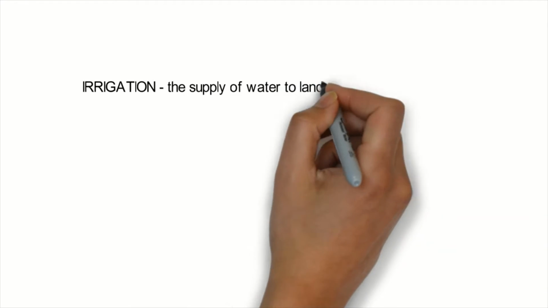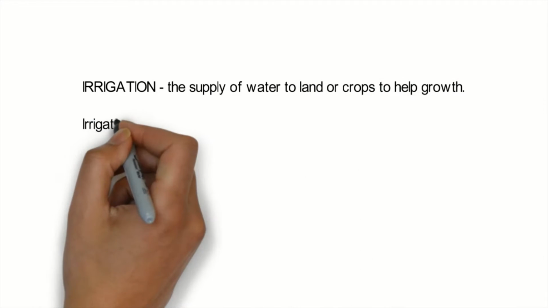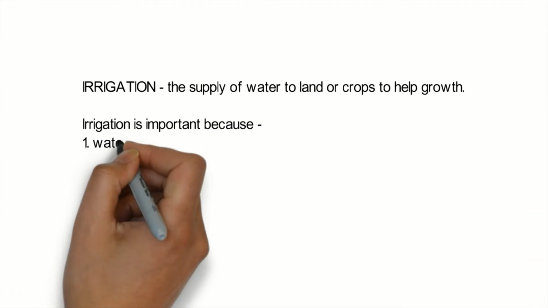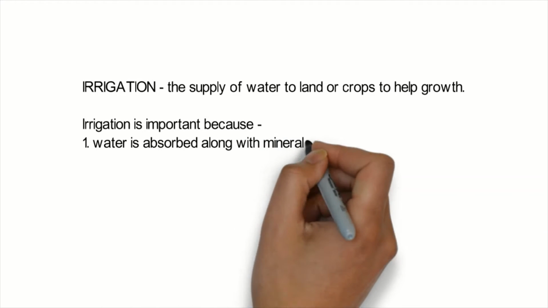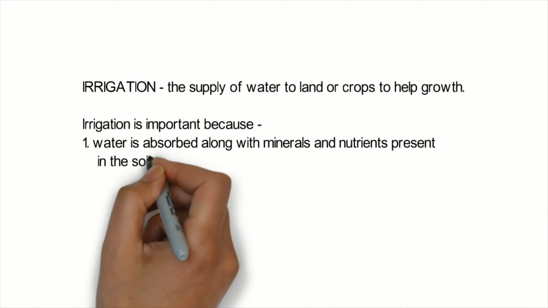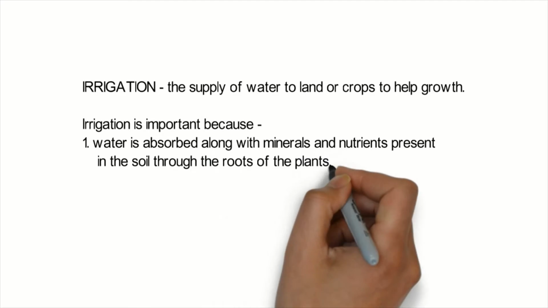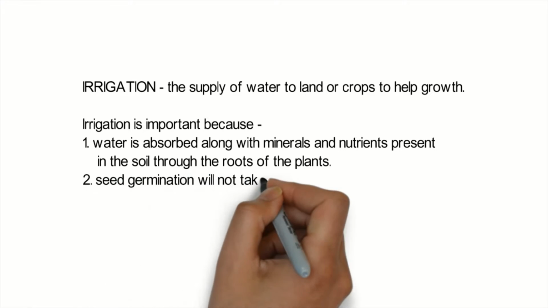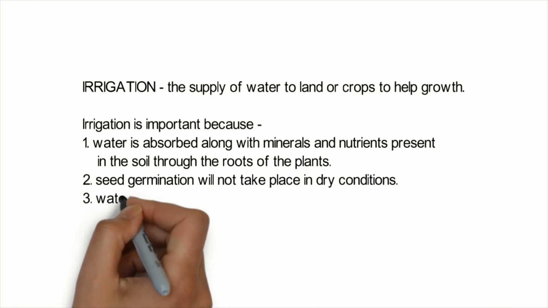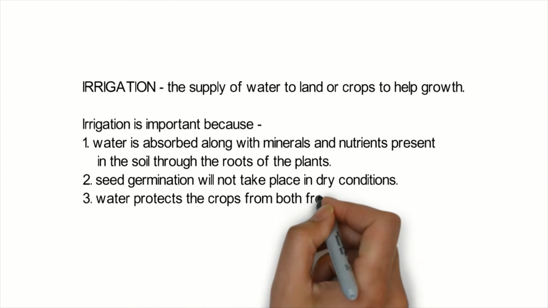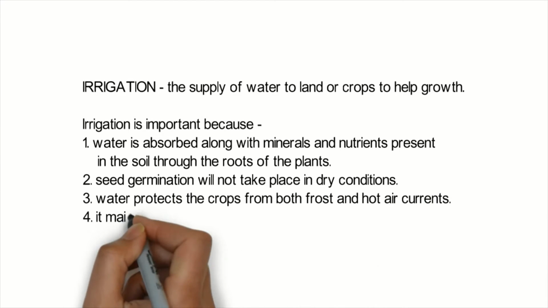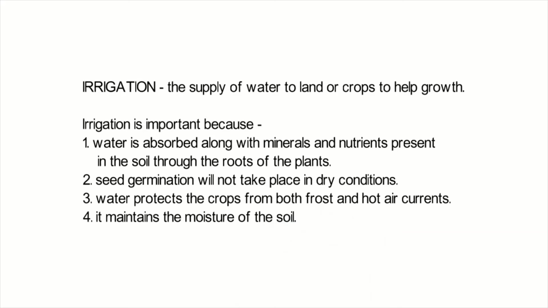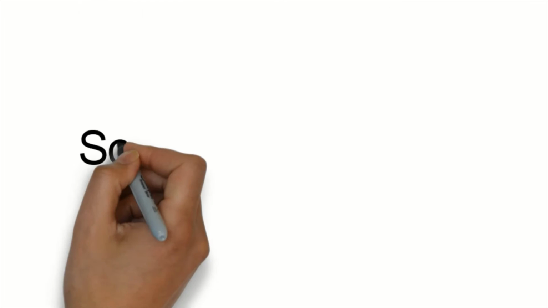Irrigation is the next step, the supply of water to land or crops to help growth. Irrigation is important because water is absorbed along with minerals and nutrients present in the soil through the roots of the plant. Seed germination will not take place in dry conditions. Water protects the crop from both frost and hot air currents. It maintains the moisture of the soil.